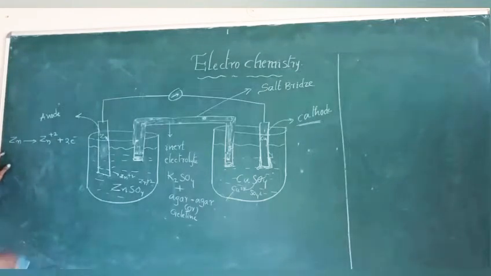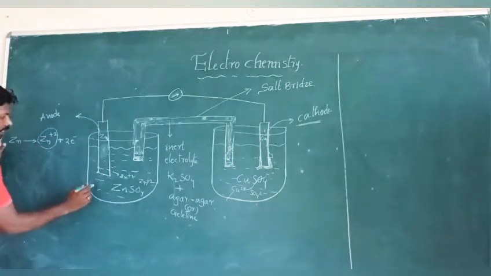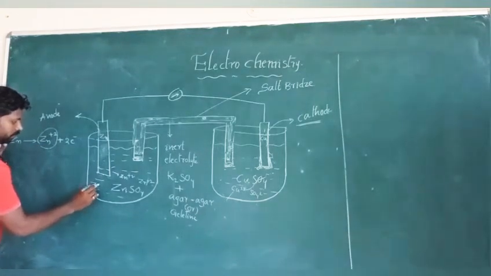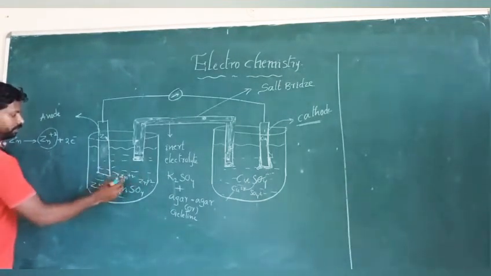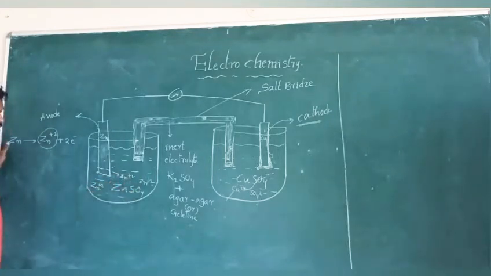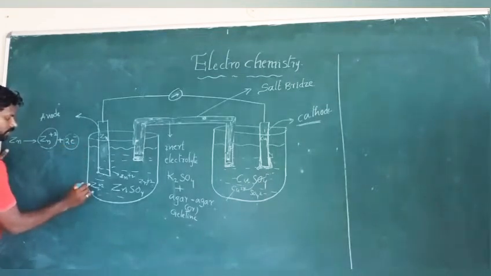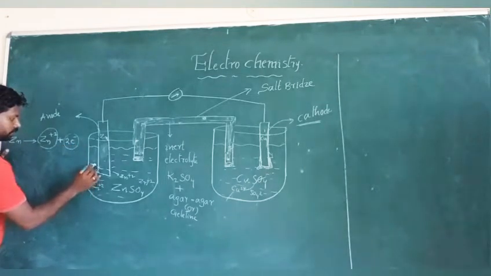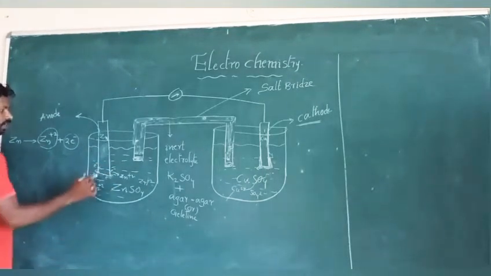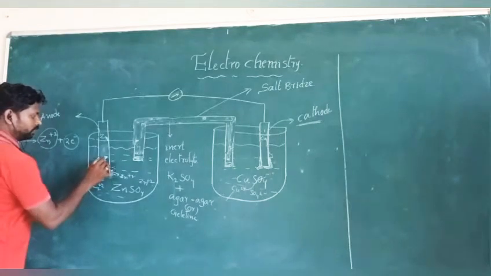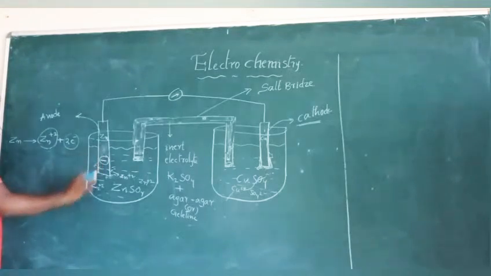Here this Zn2+ is formed. These Zn2+ ions are released into the solution. Now the solution became completely positive, so the electrons are released. What electrons are released here? These electrons are accumulated on the rod. So the rod contains a negative charge due to the accumulation of electrons on the rod.